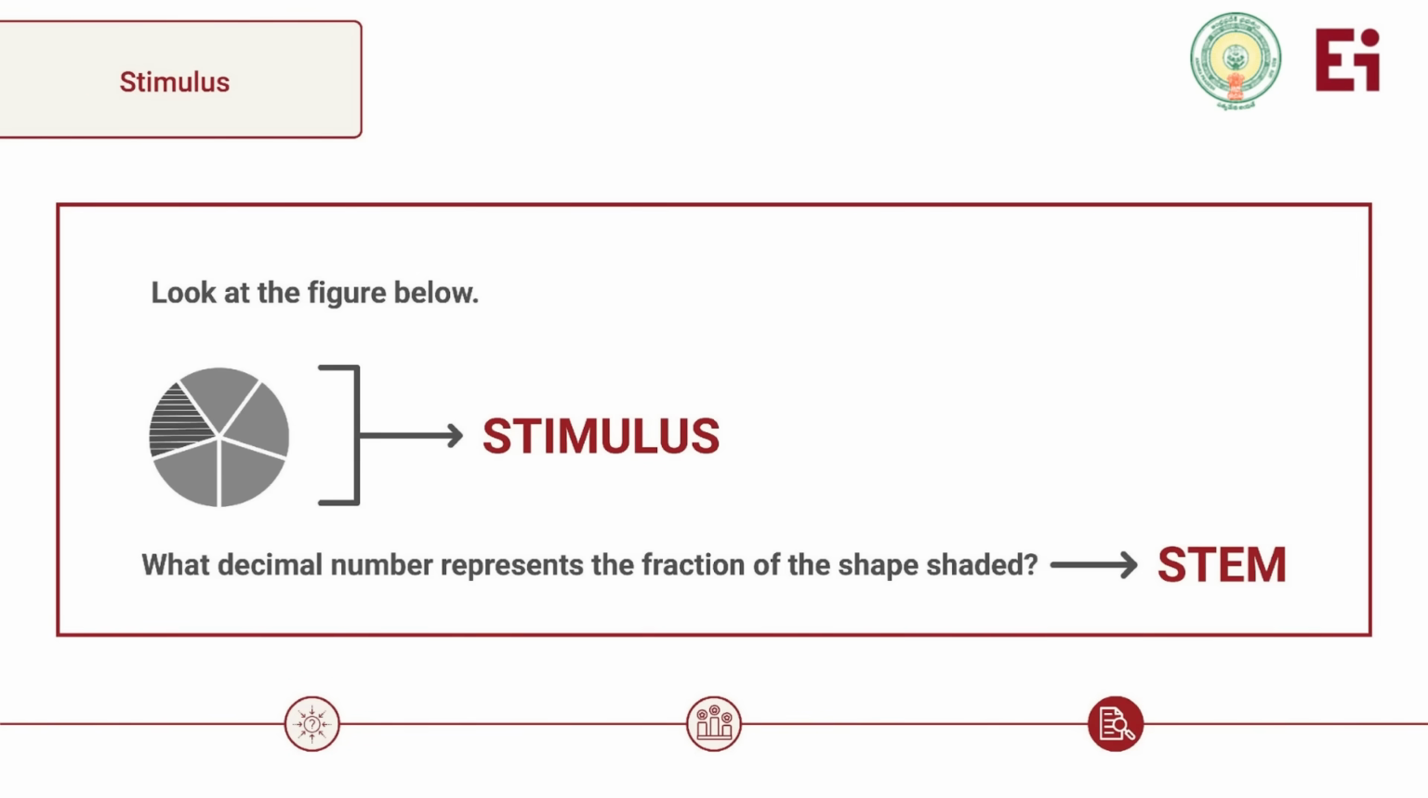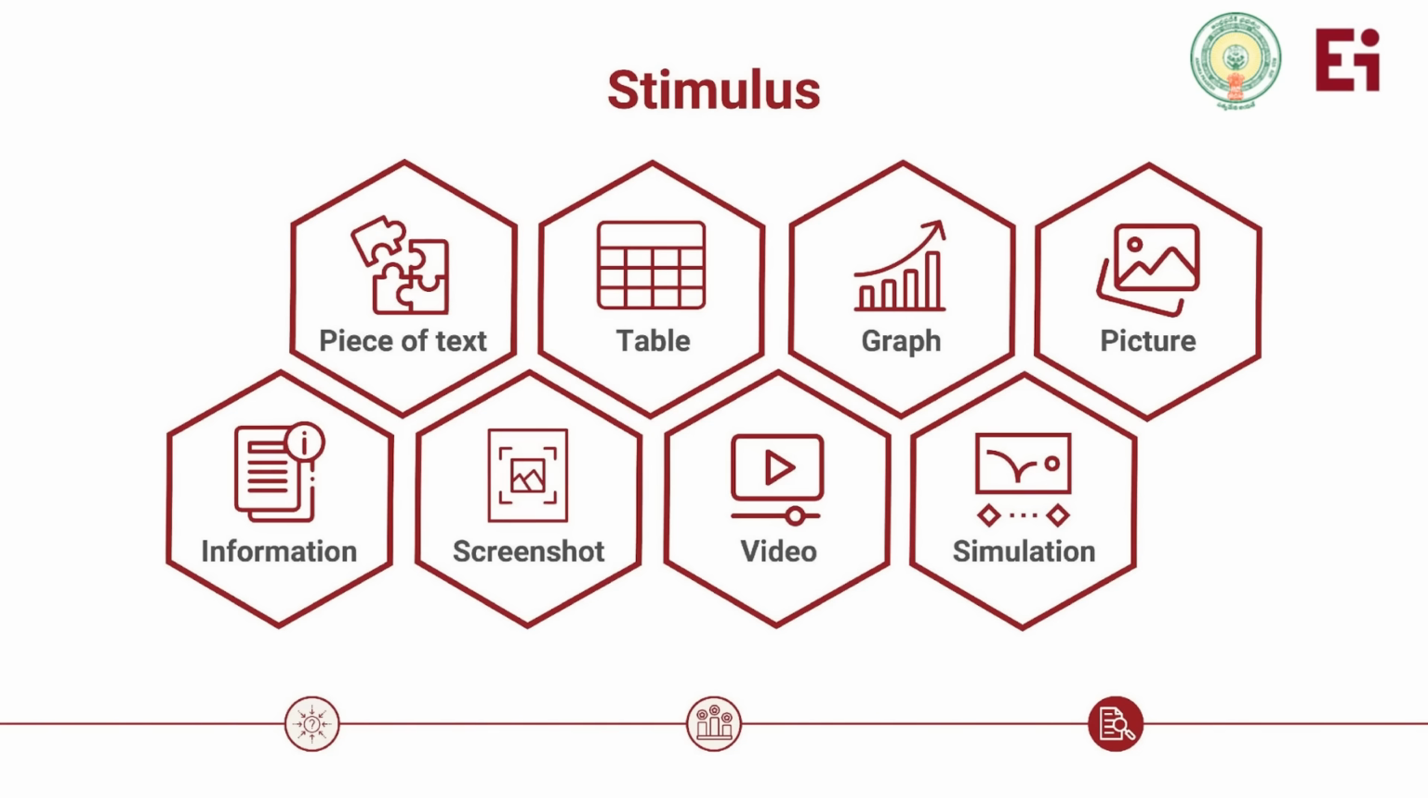The next component is stimulus. It sets a context for the question. Most of the higher-order thinking questions are accompanied by a stimulus that student needs to engage with in order to answer. In this question, the shape is the stimulus. A stimulus can be a piece of text, table, graph, picture, information, screenshot, video, or simulation. It can also be a combination of two or more of these. A stimulus allows students to apply their knowledge to novel real-world contexts.